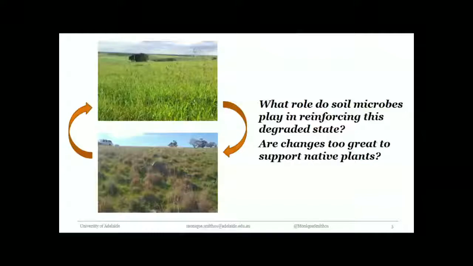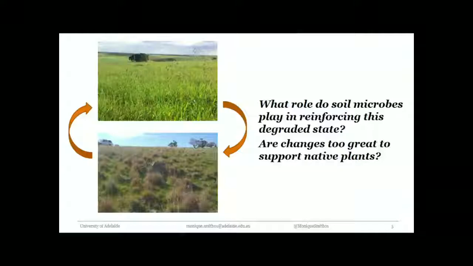So I'm interested in what role soil microbes play in reinforcing this degraded state and preventing them from returning to a native state. I'm also interested in whether the changes to the microbial communities are too great to support native plants when we do go in and start restoring these systems.